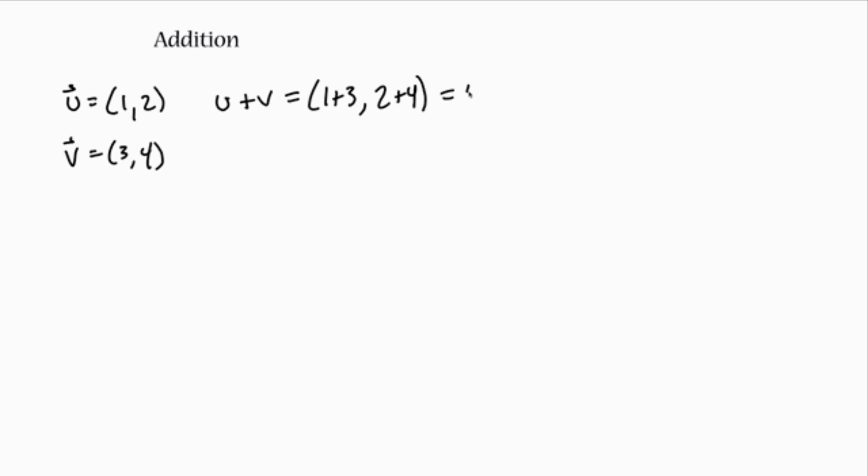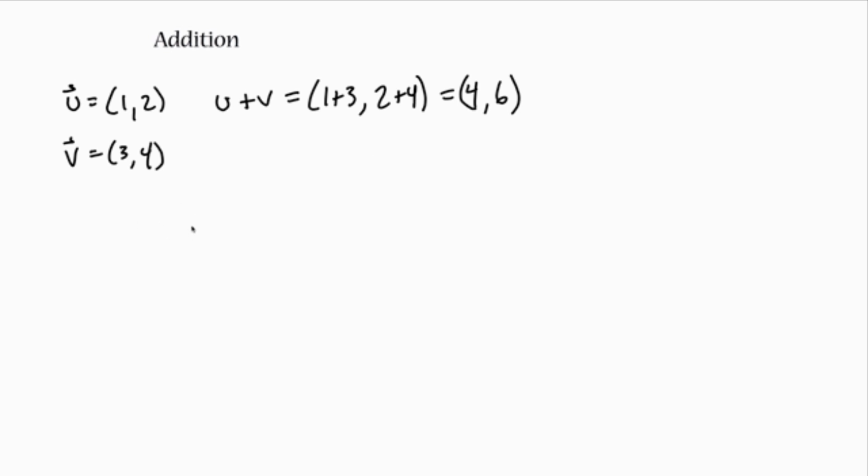Vector and matrix addition is pretty straightforward. You can only do addition if you have two vectors that are the same size. So if I've got some vector u and another vector v, then u plus v is going to be the first element of each one, 1 plus 3, and then the second element's added together, 2 plus 4, is equal to 4 and 6. So you're just adding the elements together in order.